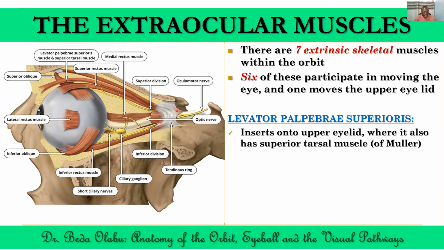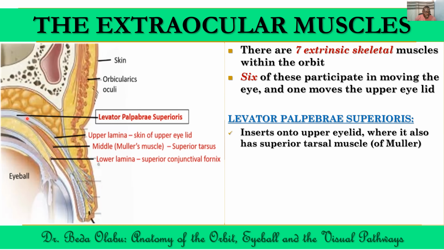This muscle arises from the upper end of the tendinous ring, and it attaches onto the upper eyelid. At the point of insertion of the muscle into the upper eyelid, there is a smooth muscle component of it, which we call the superior tarsal muscle, otherwise known as the smooth muscle of Muller. So that means that there will be a skeletal component of this muscle and a smooth component of this muscle.